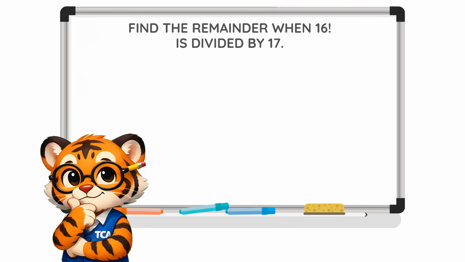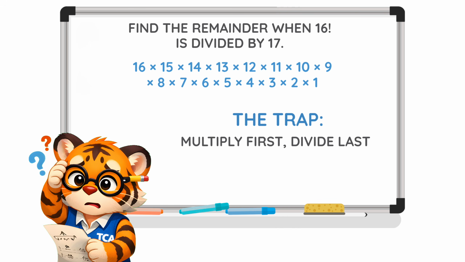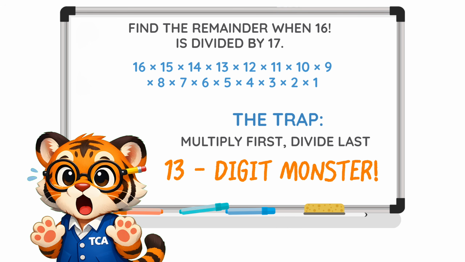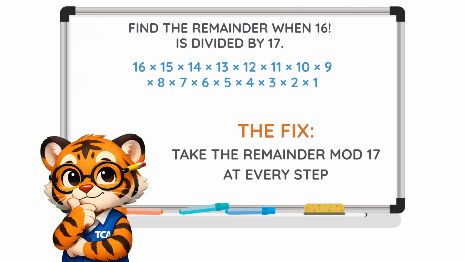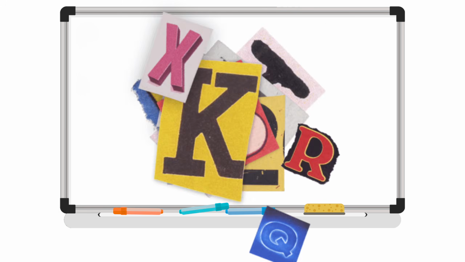The question is to find the remainder when 16 factorial is divided by 17. Here's the trap. The obvious move is to multiply all 16 numbers, then divide by 17. That's a number with 13 digits, and you'll never finish it by hand. The trick is to take the remainder first at every step, so the numbers never get big. Watch what happens when we do.